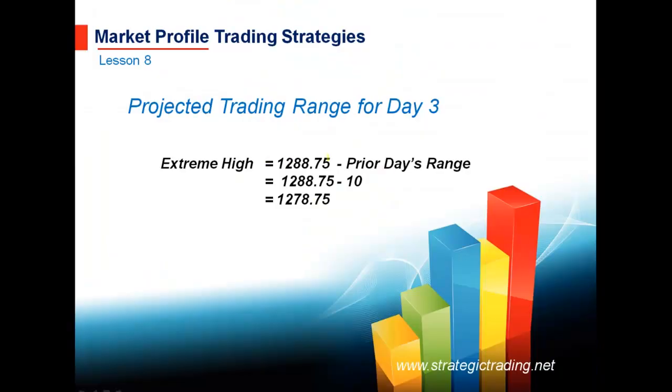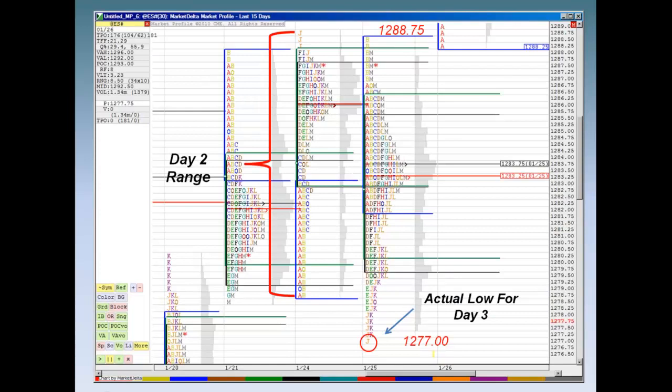So if we have our extreme high at 1288.75, now instead of adding to it, I'm going to subtract the prior day's trading range. 1288.75 minus 10 points, which was the range for day 2, gives us a low for the range of 1278.75. Now let's take a look at the actual low for day 3. I projected it at 1278.50, which would have been around here, and here's where the actual low was. Again, folks, not bad.